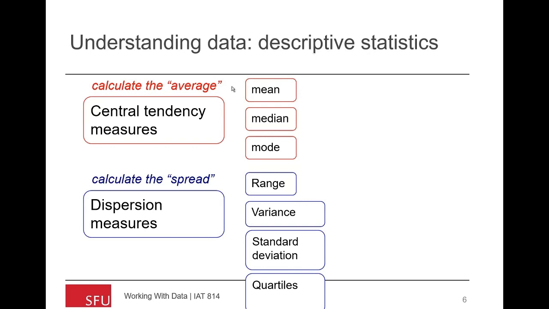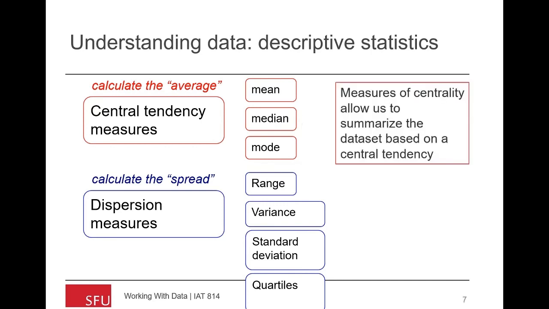So for average, using the lay term, there are three well understood measures as to how that can be computed. The first is mean, next is median, and finally mode. And we'll talk about these now. So measures of centrality allow us to summarize a data set based on some central tendency.